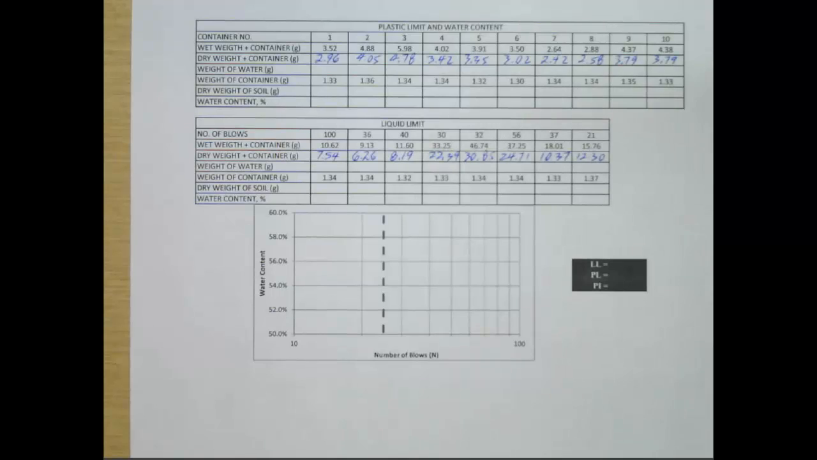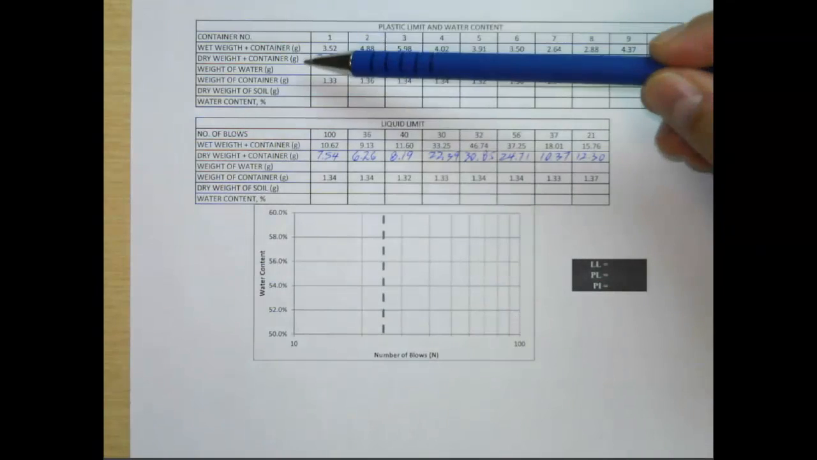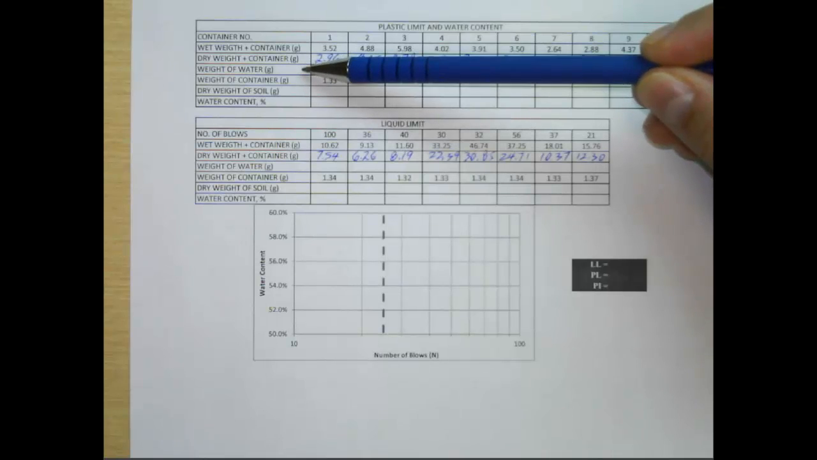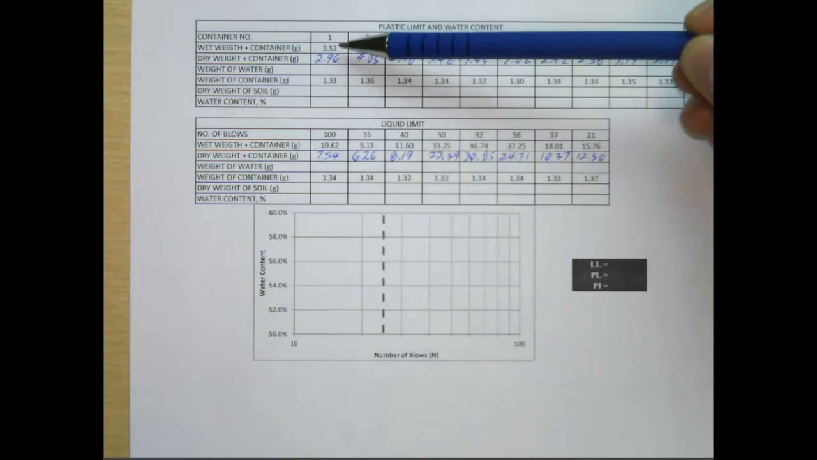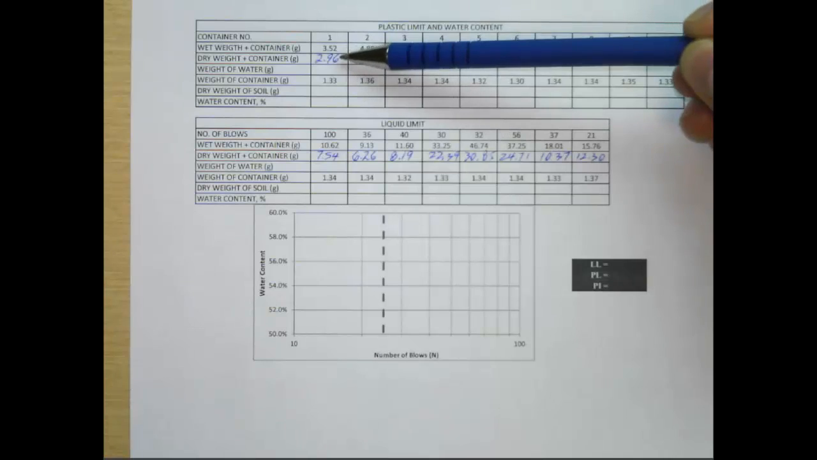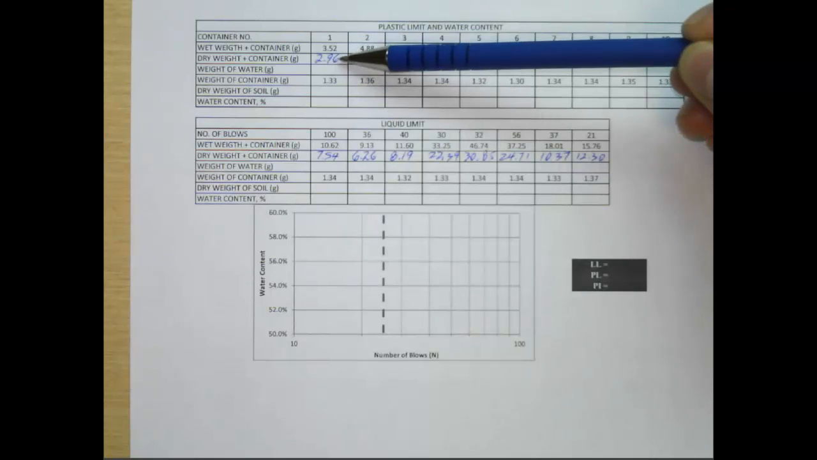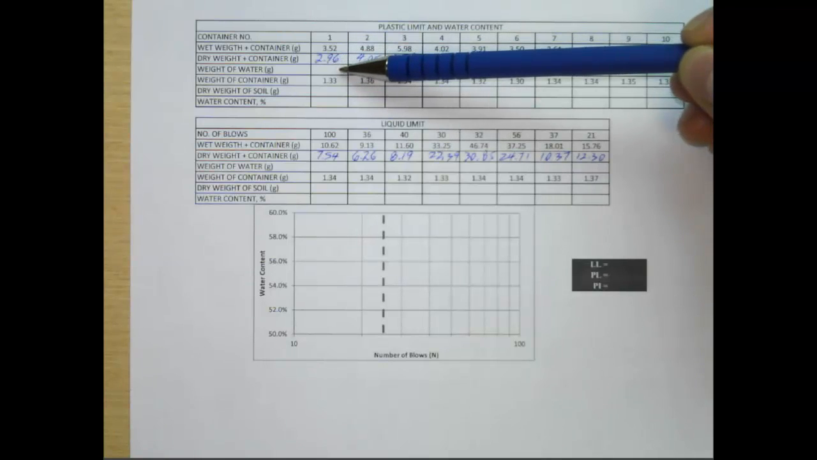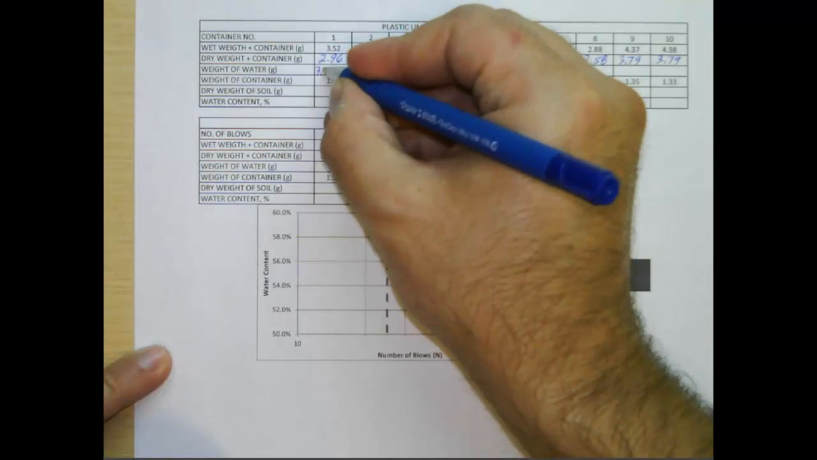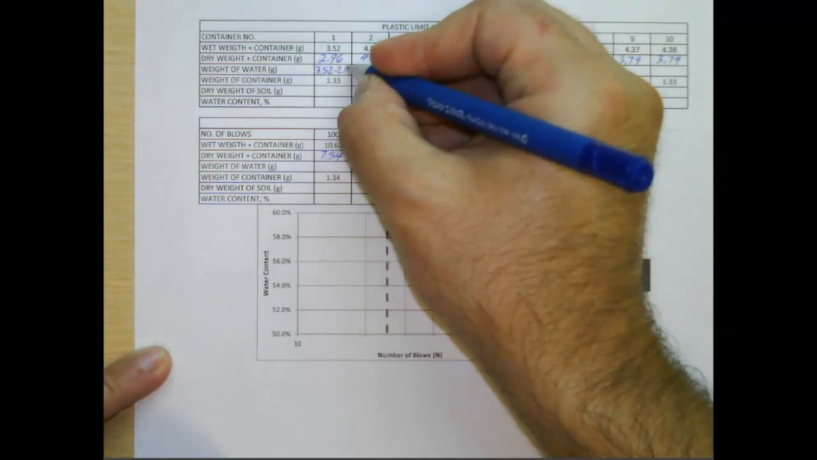We're going to start with the plastic limit, sample 1. The weight of the water is simply the wet weight plus container minus the dry weight plus container, right? That kind of makes sense. The wet sample and its container minus the dry sample and its container is going to be the amount of water that evaporated in the oven overnight. So in this case, 3.52 minus 2.96.